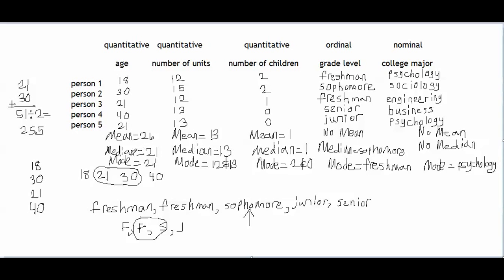We were able to find the mode of all 5 columns of data. You can find a mode with any type of data. You can find the mode of a set of quantitative data. You can find the mode of a set of ordinal data. You can find the mode of a set of nominal data.